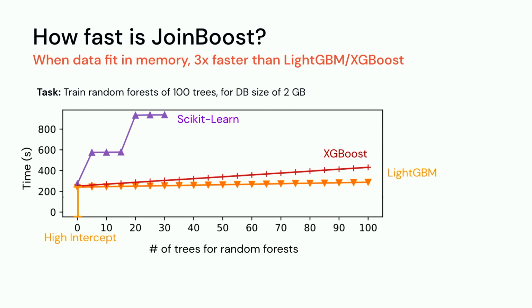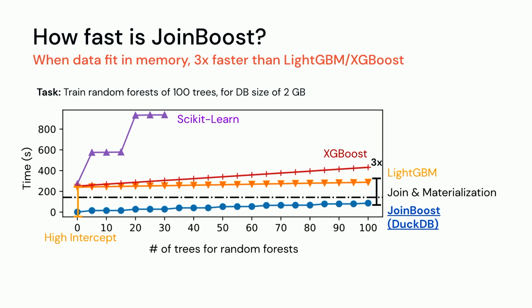Next are LightGBM and XGBoost. They are much faster, but they still have a high intercept that becomes their core bottleneck here. And this high intercept is due to the join, materialization, and export process. Finally, even though JoinBoost is trained on DuckDB, which is a general purpose database, it is 3 times faster than LightGBM and XGBoost. Notice that JoinBoost even finishes training before the join and the materialization completes.